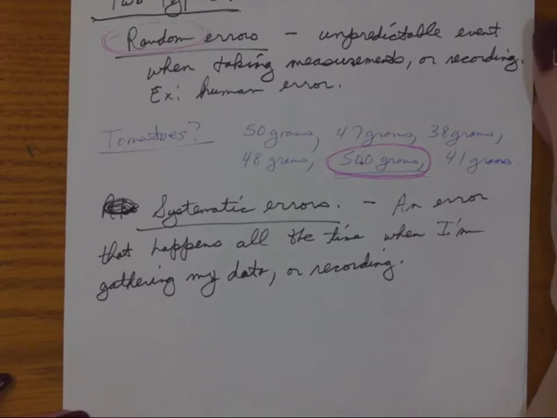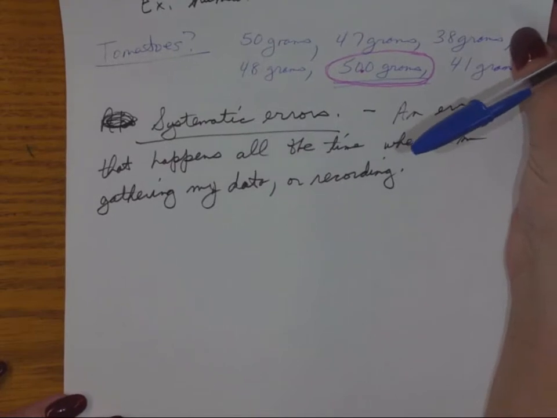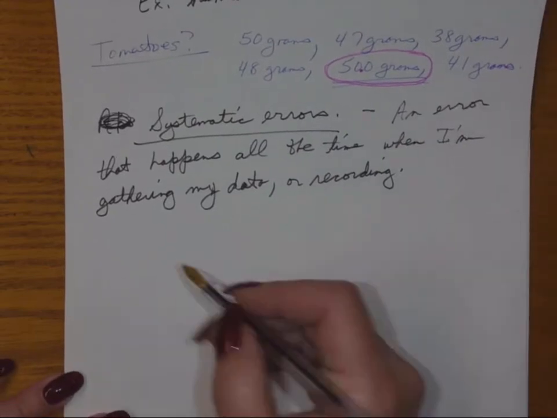For instance, talking about my tomatoes. I don't know why I'm talking about tomatoes. I don't even like tomatoes. But that's one of my examples that I use in this class for whatever reason.